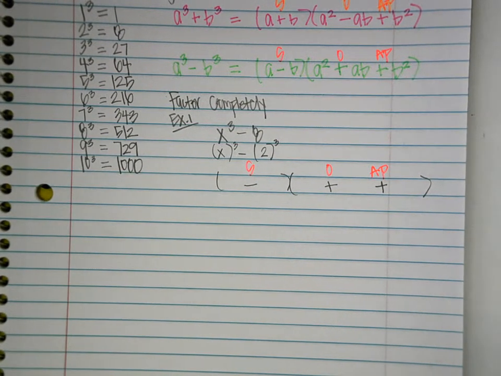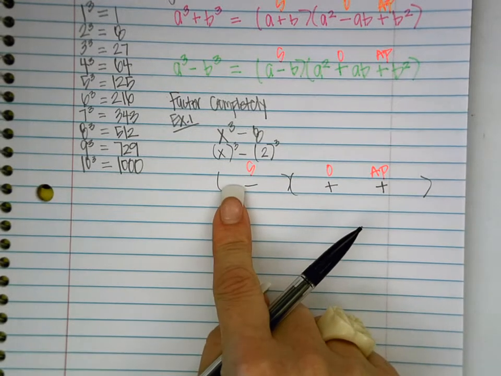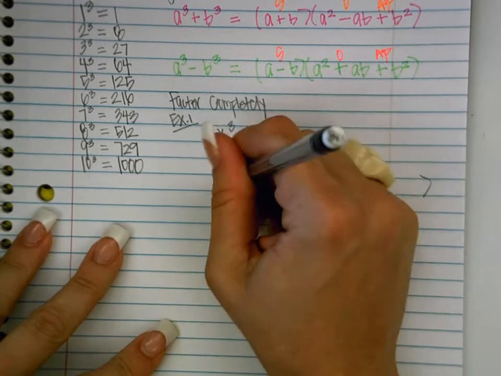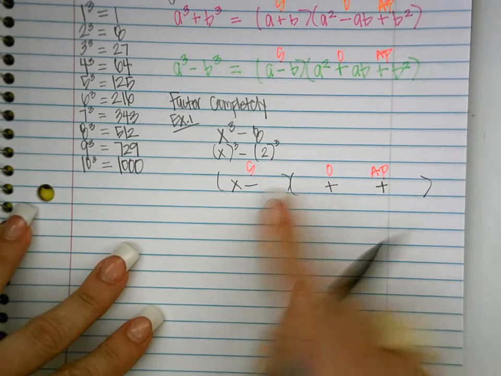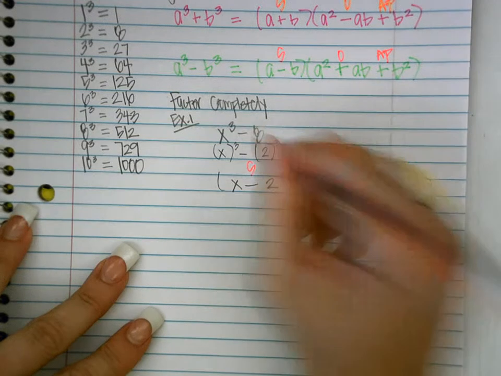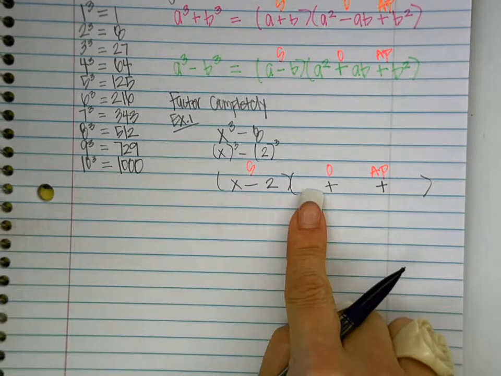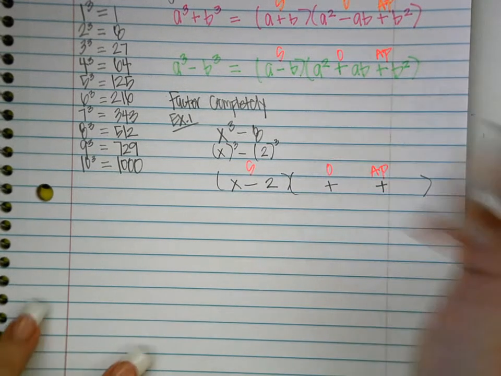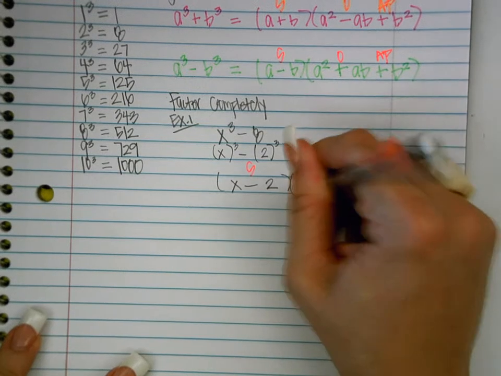The way this works is the first set always has whatever your first thing was. So what was the first thing being cubed? X. The second thing being cubed, what was it? 2. That's why we break these down. Then the first thing squared. So what's the first thing squared? The first thing was x, and squared would be x squared.